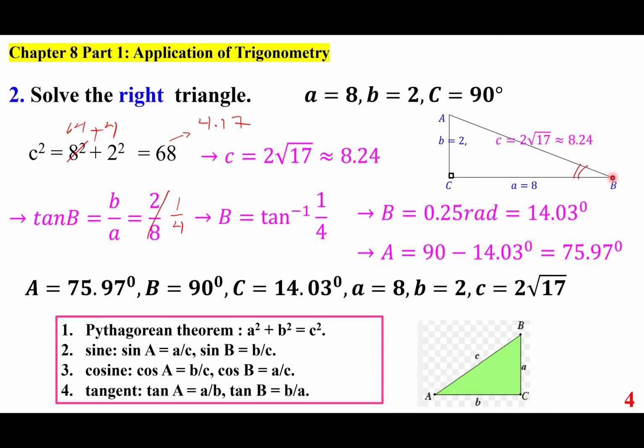So we write the summary. A is 75.970 degrees, B is 90 degrees, C is 14.03 degrees, and these are the sides. A, B were given, lowercase c is 2 square root of 17. This is the exact answer, and of course, it depends how they want you to report that. You do it accordingly, everybody. So it's pretty straightforward.